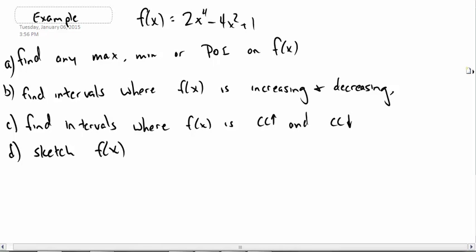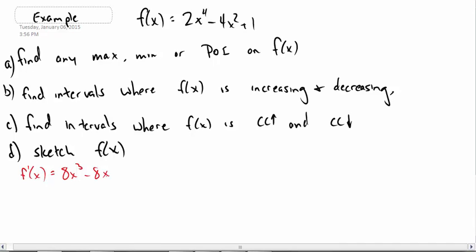Whew, okay. So what do? Well, we need the derivative. Let's start there. F prime of x. This is telling us about the slopes. This is going to find us our critical values. Our derivative is 8x cubed minus 8x.